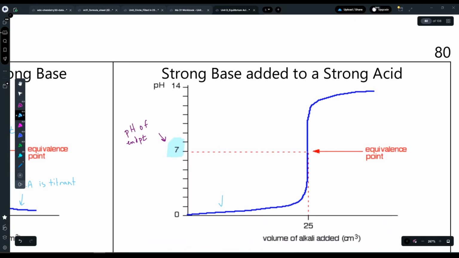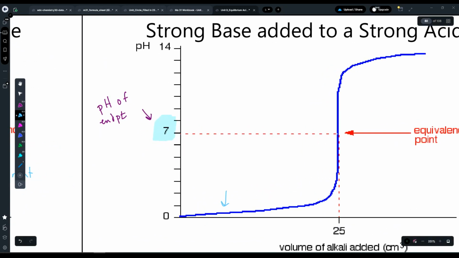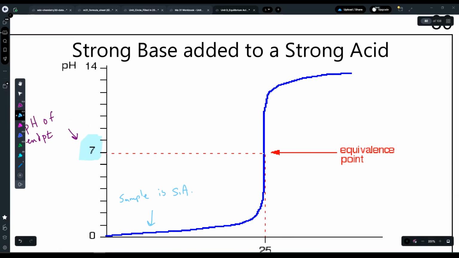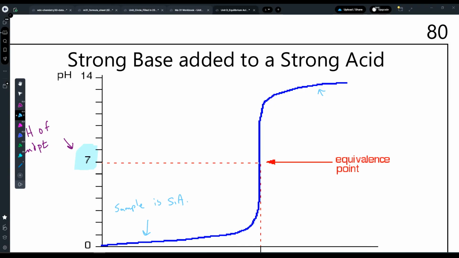Okay, so with this, our sample solution, since the pH is quite low, means the sample is a strong acid. And then the ending pH is quite high, right around 13 or 14. So that tells us that the titrant was a strong base.